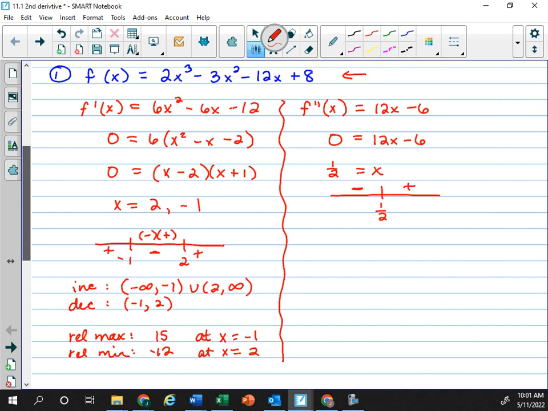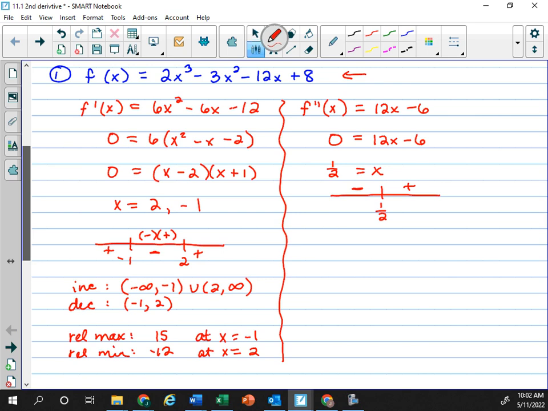If it's just a linear function, as long as you recognize it's positive on this side and negative on this side, that's fine. So the x value is 1/2. Yep, and then we'll have to plug it in to find the y value. All right, so everybody okay up to this point?